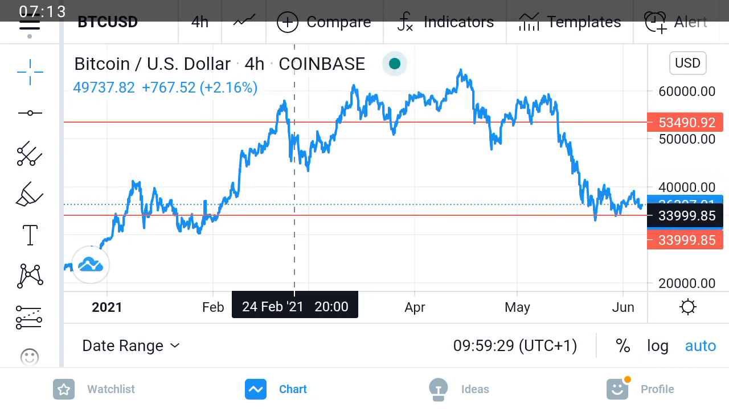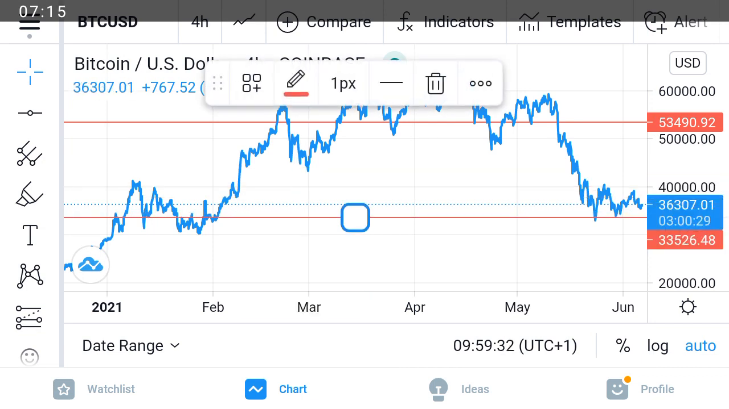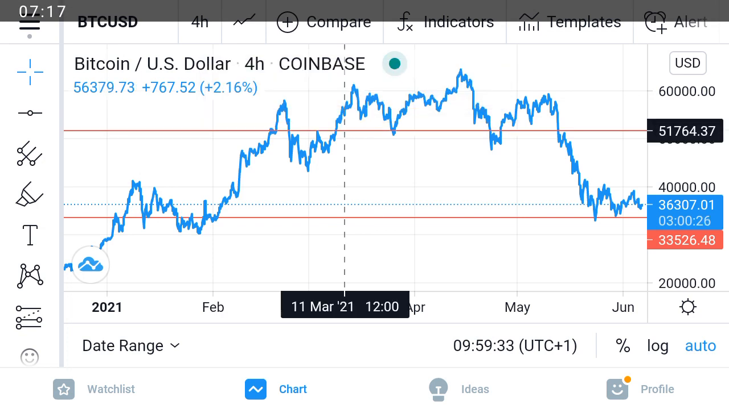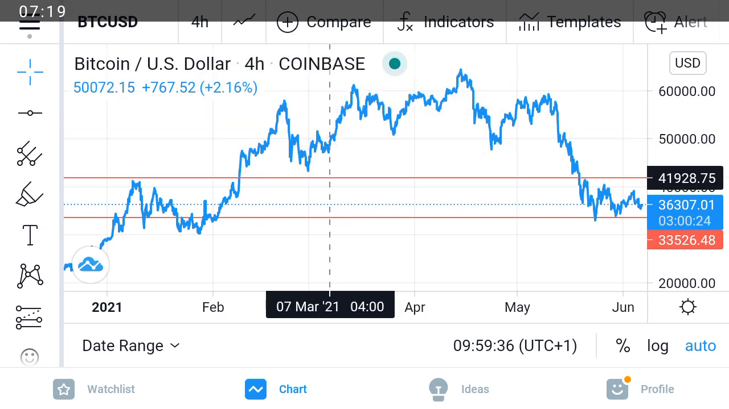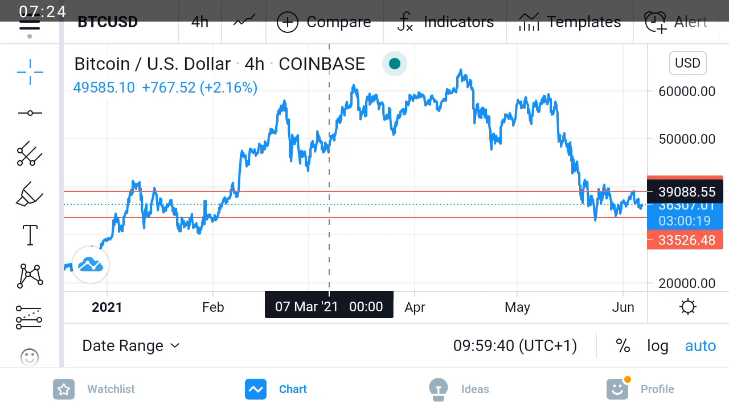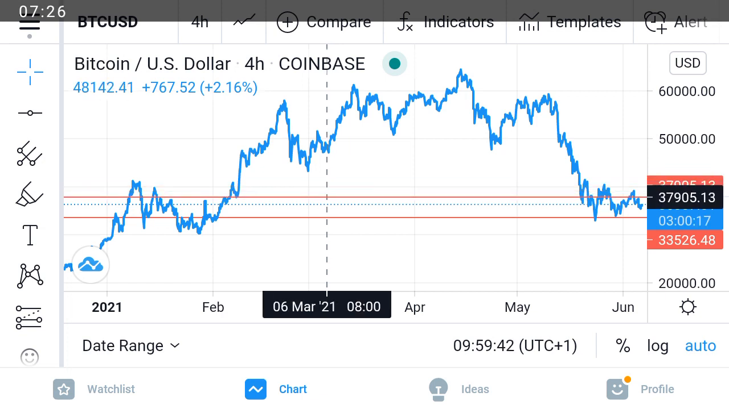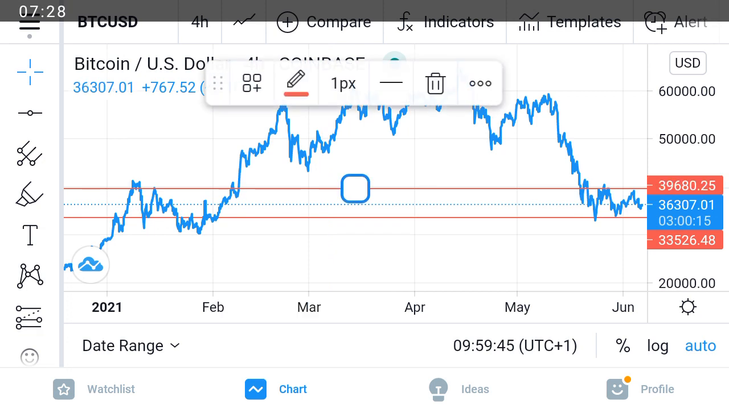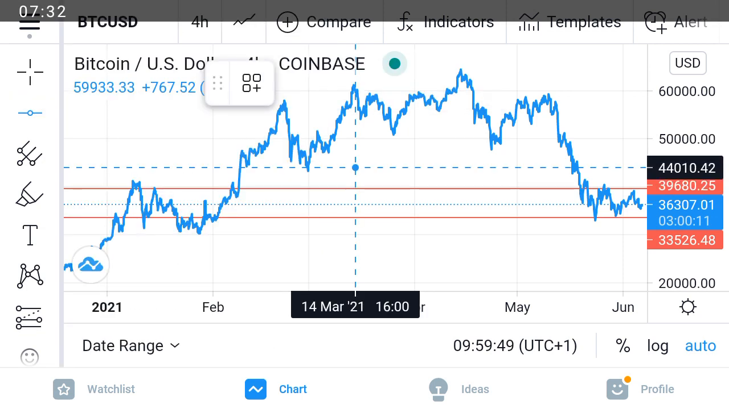All right. So this is the point we used as support. So let's find resistance. You can actually use this point. You can actually draw more than one resistance. So let's identify as many as we can.